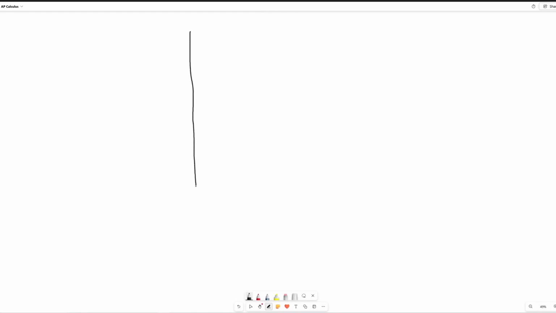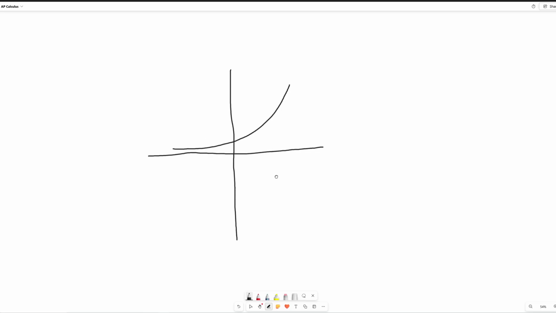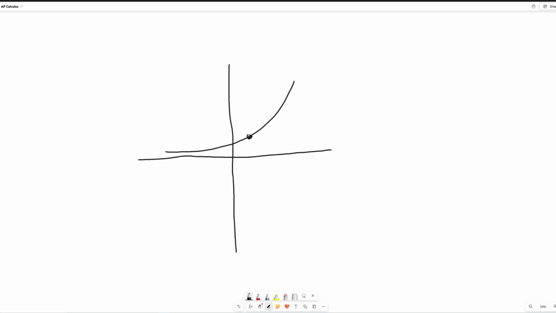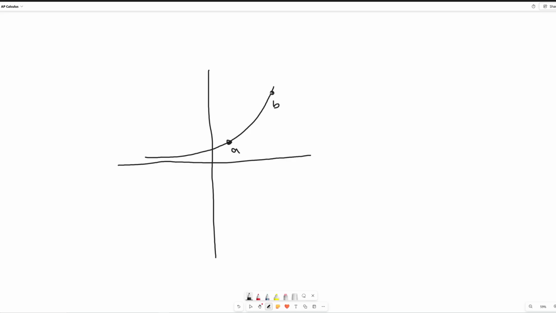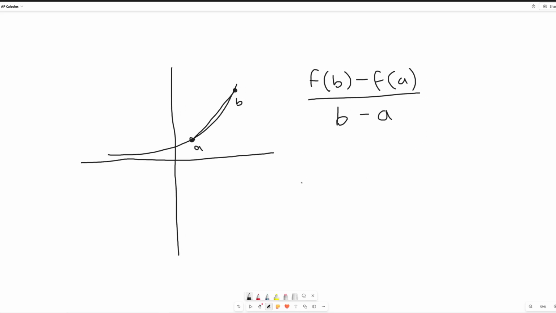Now, what is a derivative defined as? Well, I'm going to draw a function with points A and B. And if you wanted to draw the average rate of change between them, which would be the slope, it would look something like that. And you would find it by f of B minus f of A over B minus A.